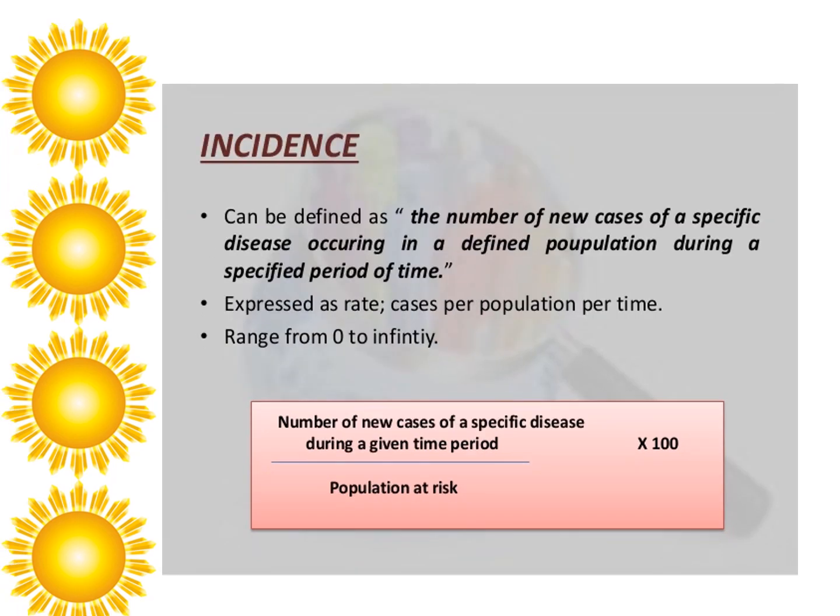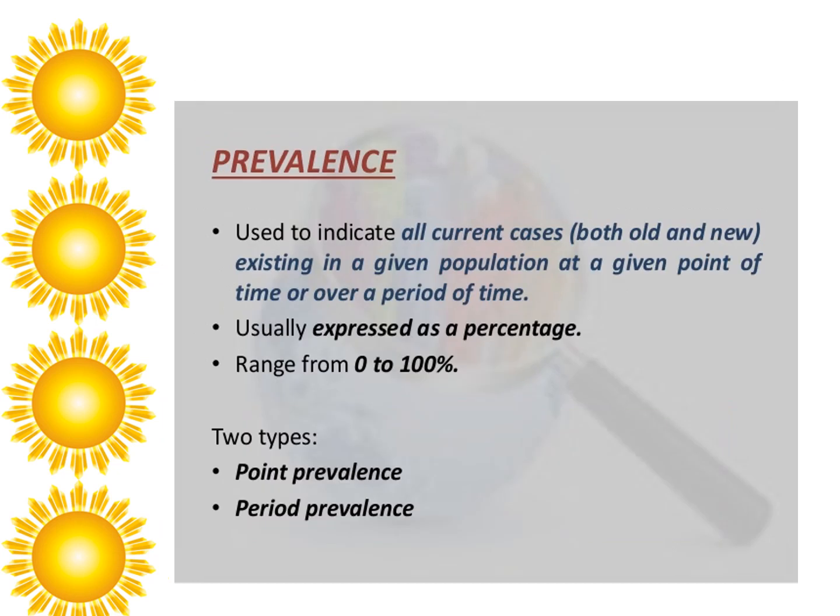And you should know what is incidence and what is prevalence in epidemiology. Incidence is nothing but the number of new cases of a specific disease occurring in a defined population during a specified period of time, and the formula is given down. And the prevalence is nothing but both the old and the new cases, which is usually expressed as a percentage. And there are two types of prevalence: point prevalence and period prevalence.